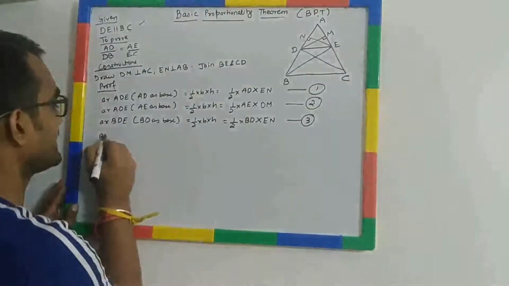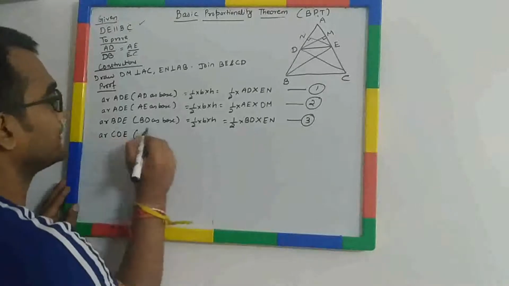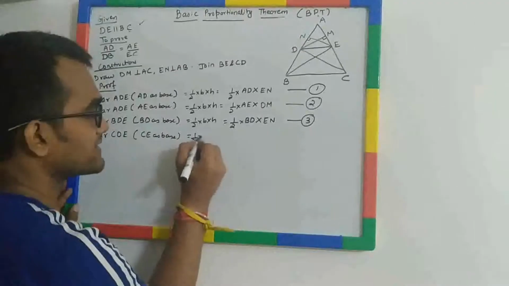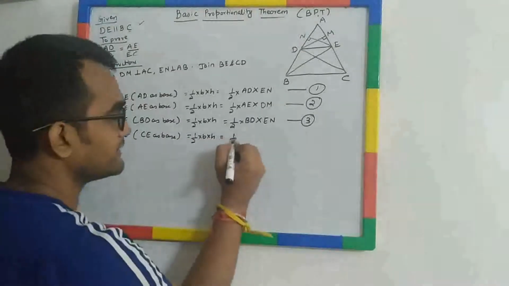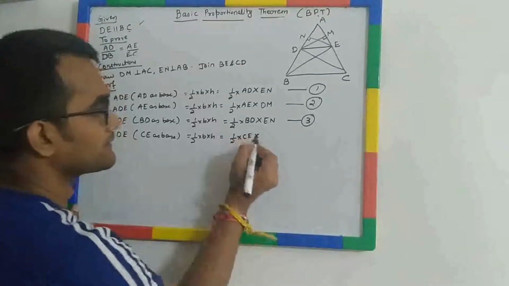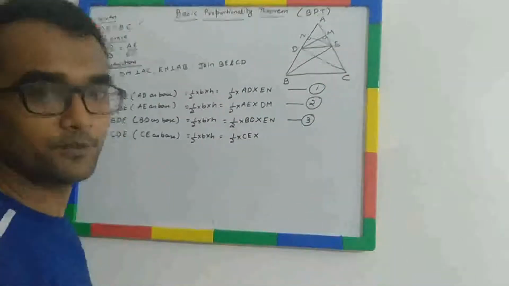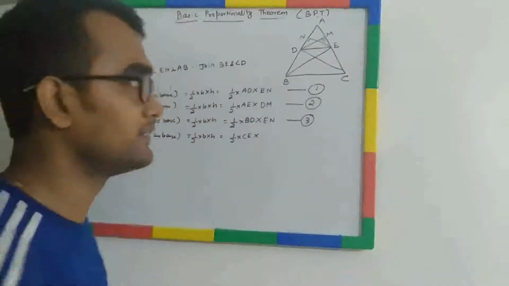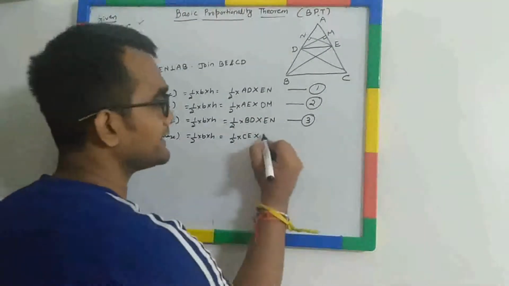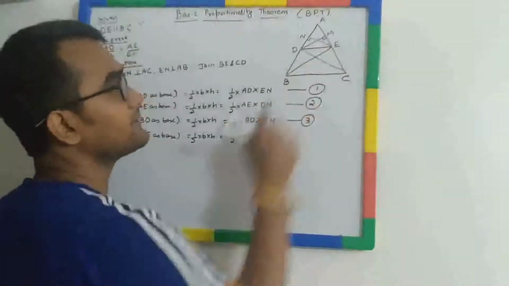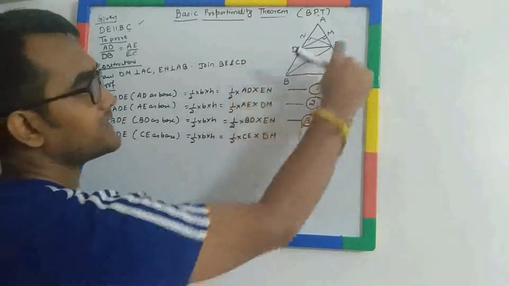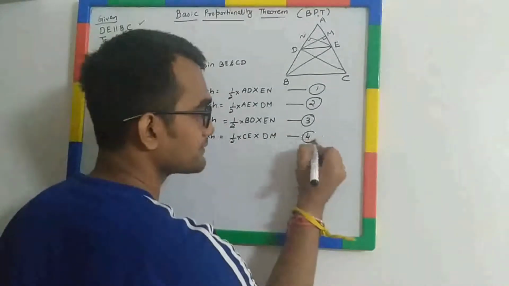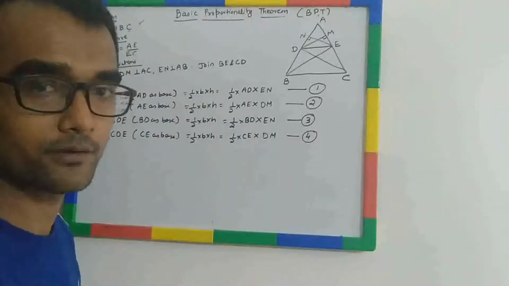Now we'll find the area of triangle CDE by taking CE as base. So area of triangle is half into base into height, and we have taken CE as base. CDE is an obtuse angle triangle, so its height will be at its exterior. So the height of this triangle will be DM because DM is perpendicular to AC and CE is a part of AC. This equation will be treated as equation 4.